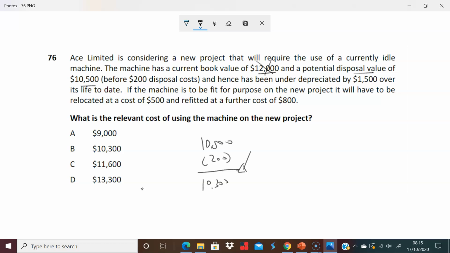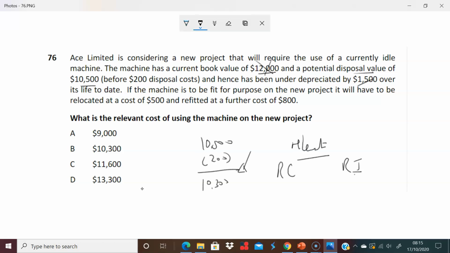So it says it's under depreciated. It's not fully depreciated by 1,500. That's fine. So the question is, what are the relevant costs when it comes to taking on this project? And I think this is also a very good example in terms of comparing relevant costs with relevant income, so to speak.